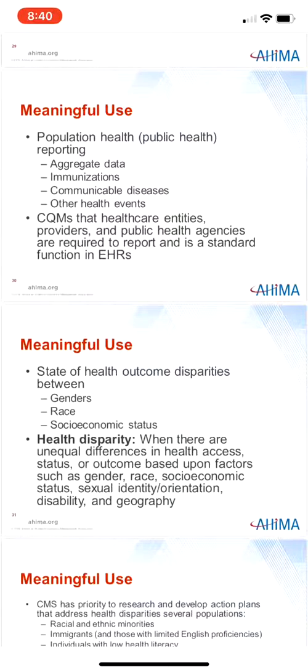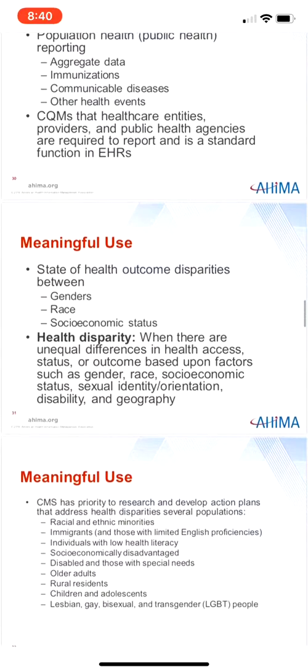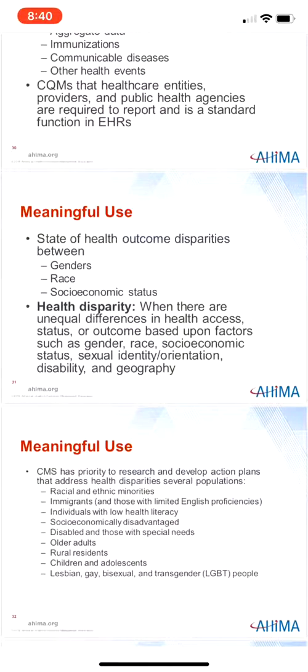reduce health disparities. A health disparity occurs when there are unequal differences in health access, status, or outcome based upon the factors such as gender, race, socioeconomic status, sexual identity orientation, disability, and geography. After this phase, language barriers and health literacy can be addressed, and more effective and efficient communication can be employed to help educate specific populations about their health status.